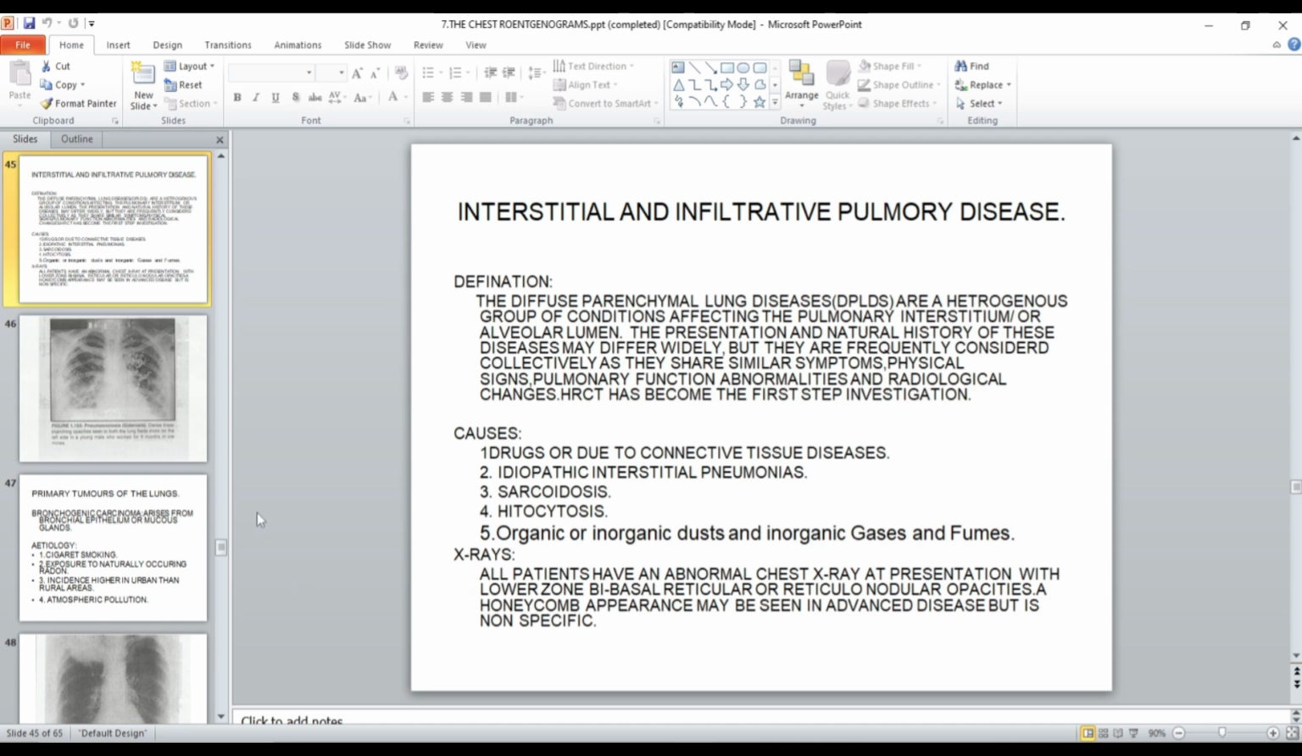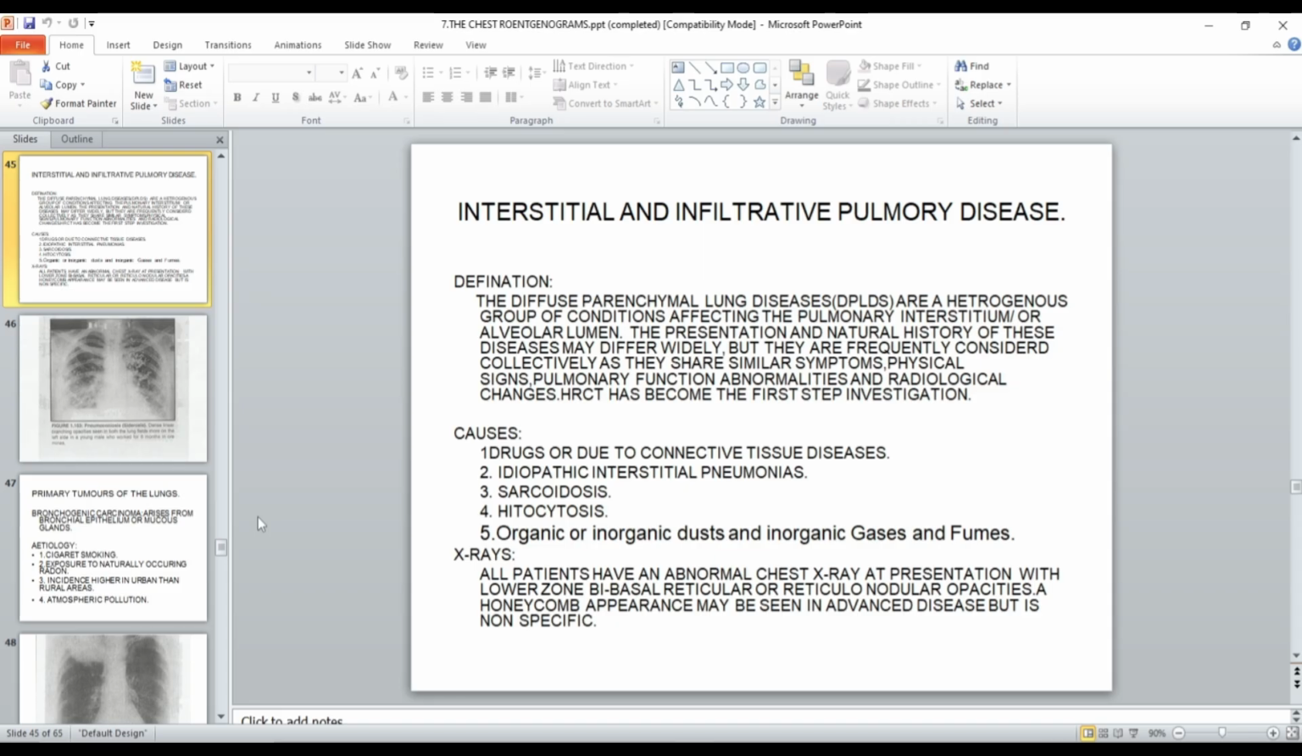Interstitial and inflammatory pulmonary diseases. The diffuse parenchymal lung diseases are a heterogeneous group of conditions affecting the pulmonary interstitium or alveolar lumen. The presentation and natural history of these diseases may differ widely, but they are frequently considered collectively as they share similar symptoms, physical signs, pulmonary function abnormalities, and radiological changes.